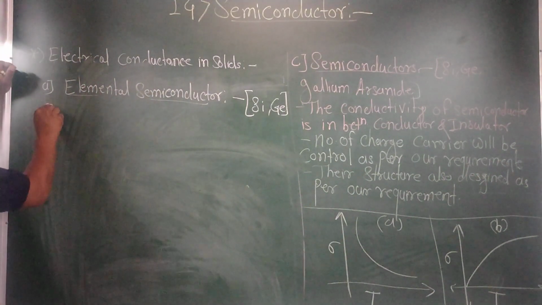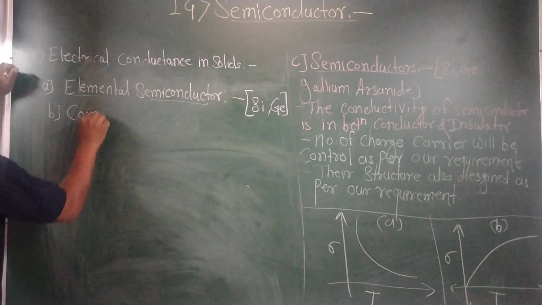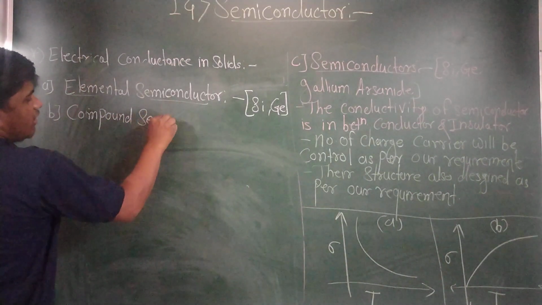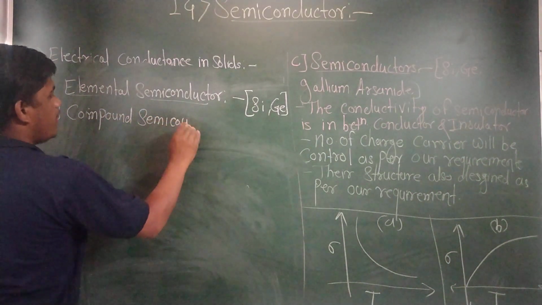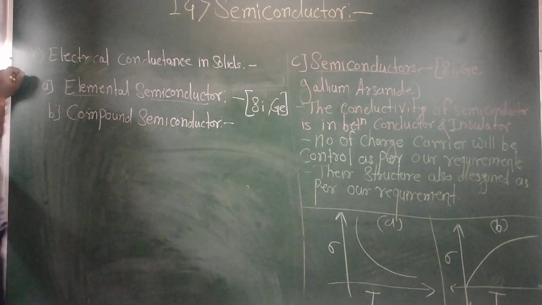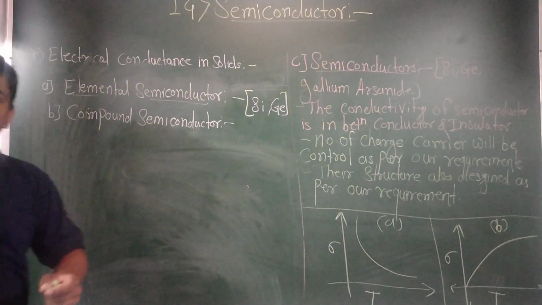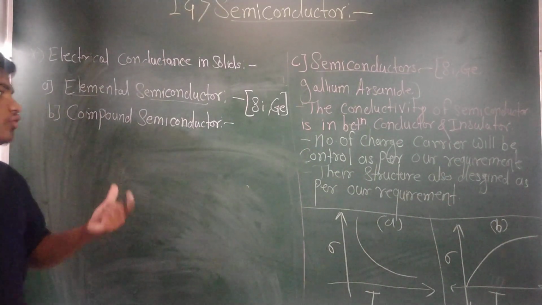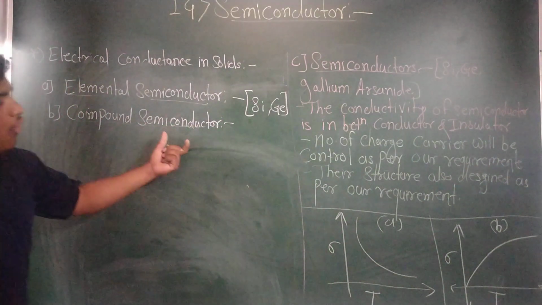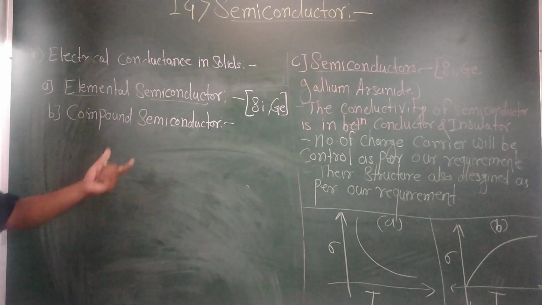The next part is the compound semiconductor. You know the meaning of the word compound: two or more things combined. We combine two or more elements, two or more atoms, to form a semiconductor.